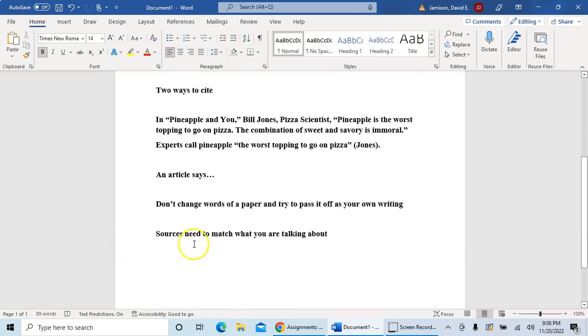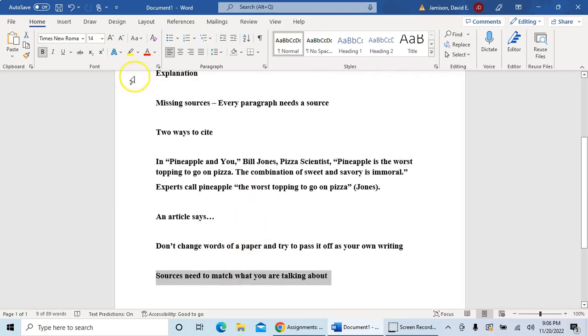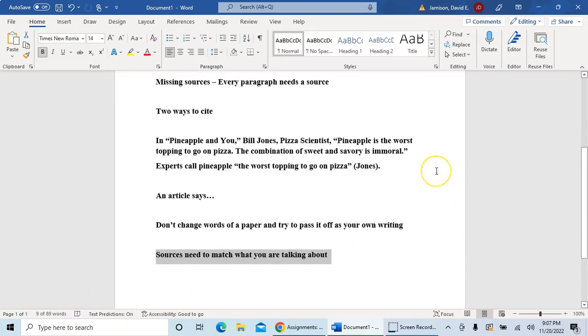Okay, last thing, your sources need to match what you're talking about. There were a few times here where I read paragraphs that would say the paragraph argues one thing, and then the source is talking about something completely different. Pineapple is the most disgusting thing that goes on pizza. An article by Bill Jones says that deep dish is the best kind of pizza on the planet. Something like that. You need to be able to find sources that say the same thing that you do. And if you don't have sources like that, you're doing something wrong.